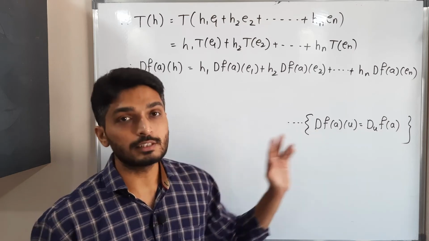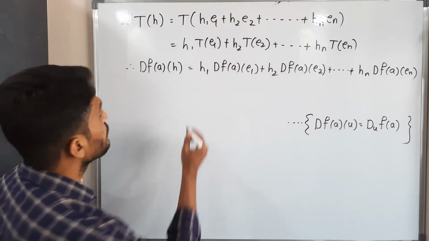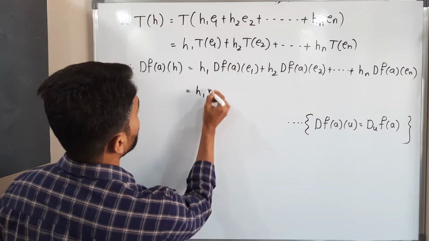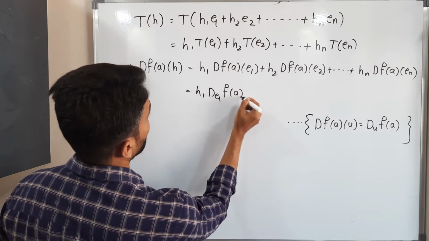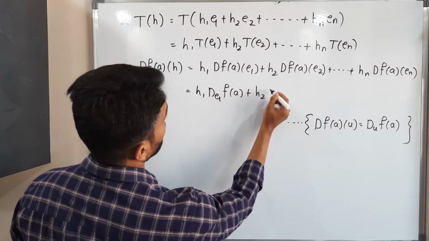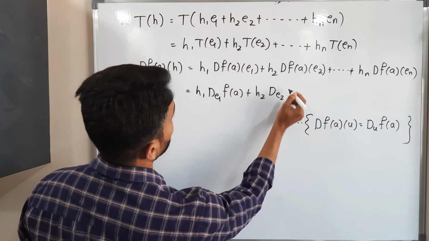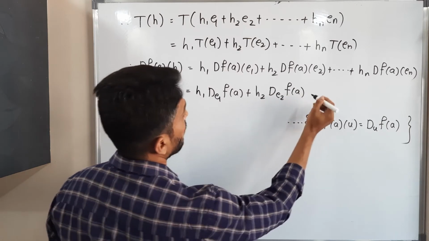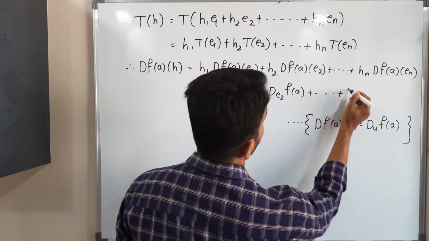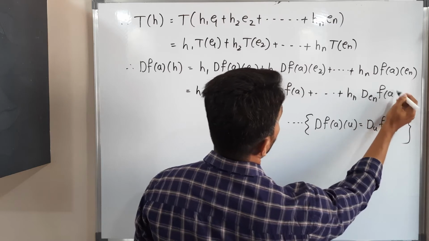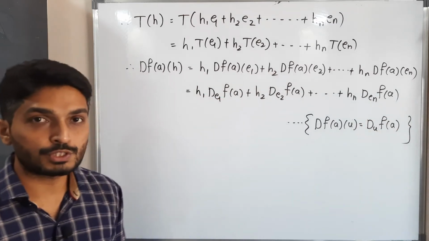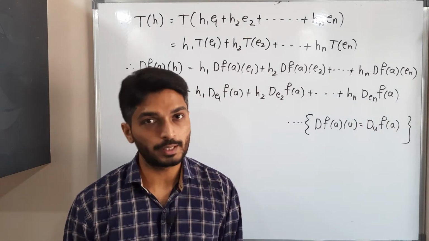So see, using this relation, tell me what can I write here. This is equal to h1 d e1 f of a, h2 d e2 f of a, and so on, hn d en f of a. Simply I used this result which we have already proved.